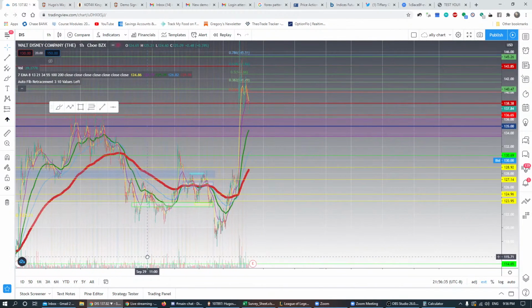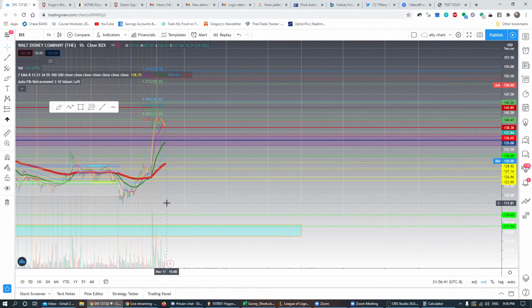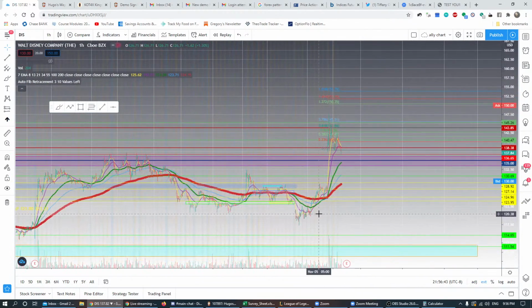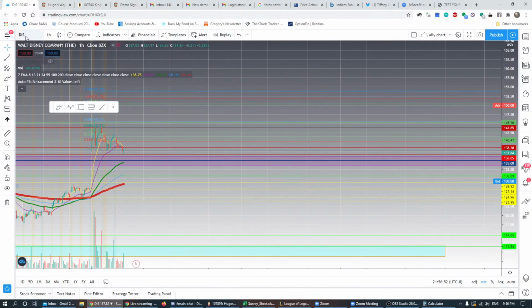I'm noticing a pattern in companies that are doing well. They sell off. They need a blowout earnings for the algorithms to kick in and shoot the stock to the moon. So this would be a sell.